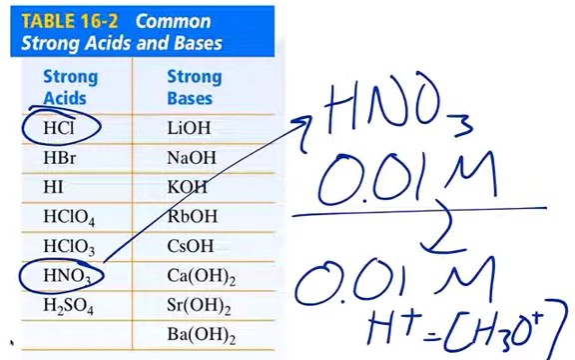Now, that's not going to be true if we talk about things that aren't strong acids or strong bases. So right now we can do this. Let's be careful as we go forward that we'll have some weak acids, some weak bases, and we'll have to change our method slightly.